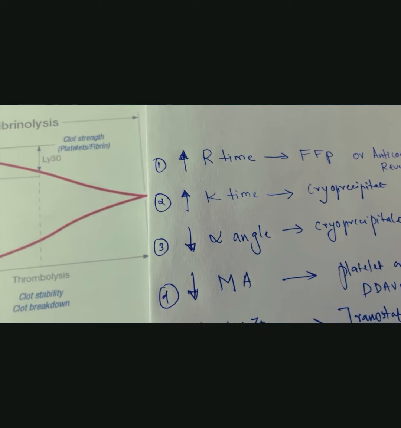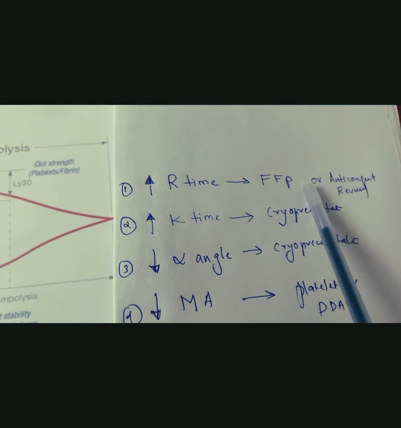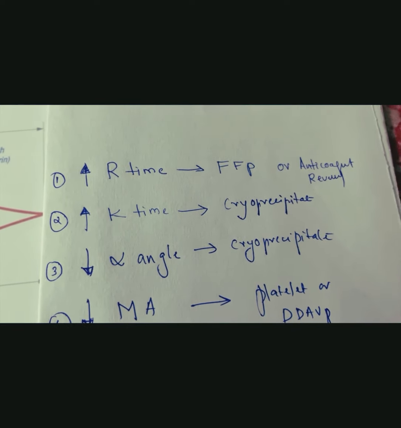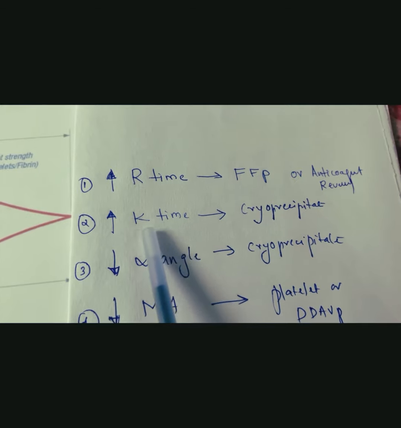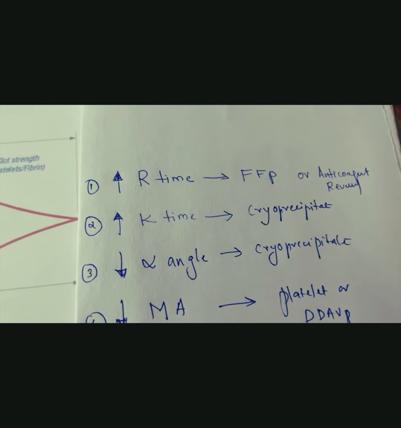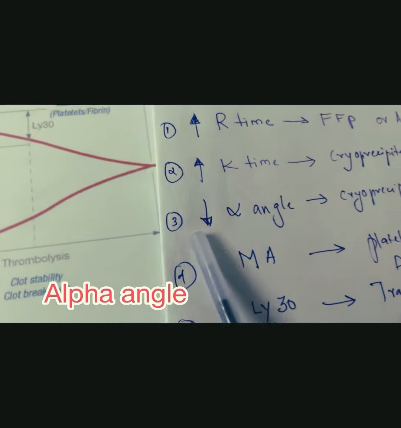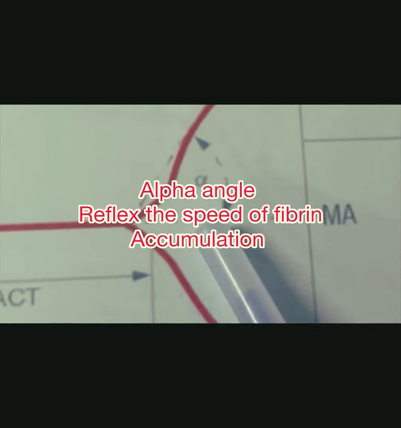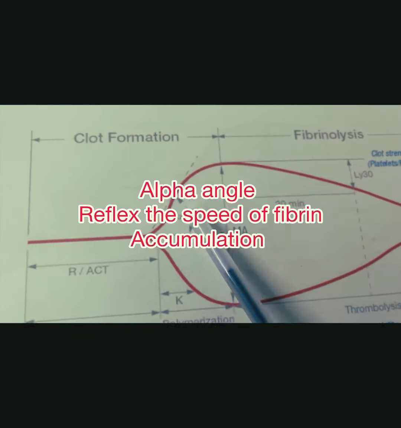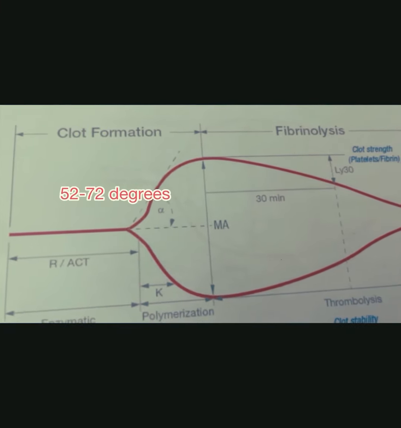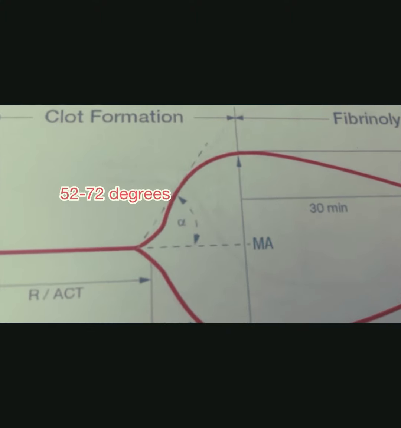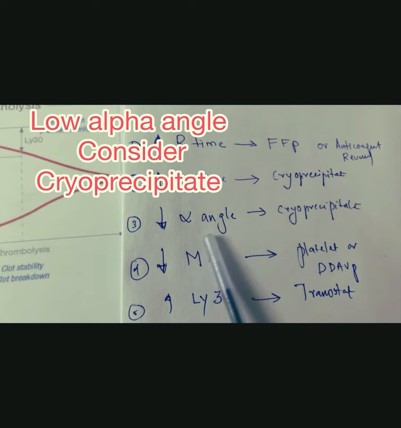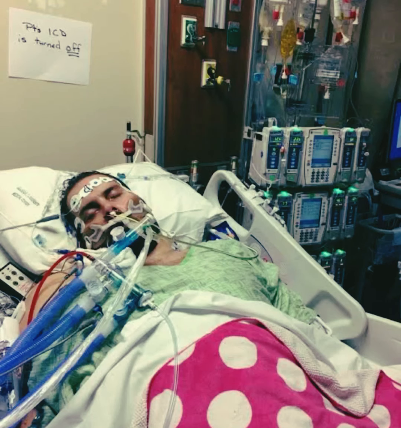So once more, first one is R time. If it is prolonged, consider fresh frozen plasma or consider reversal of anticoagulants. And K time, if it is prolonged, we have to consider giving cryoprecipitate. And the third parameter is the alpha angle. It reflects the speed of fibrin accumulation. Fibrin should accumulate at a particular speed. Normal is 53 to 72 degrees. A low value represents deficient fibrinogen and is treated with cryoprecipitate. So alpha angle reflects the speed of fibrin accumulation.